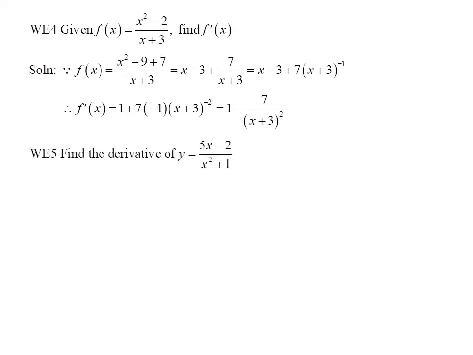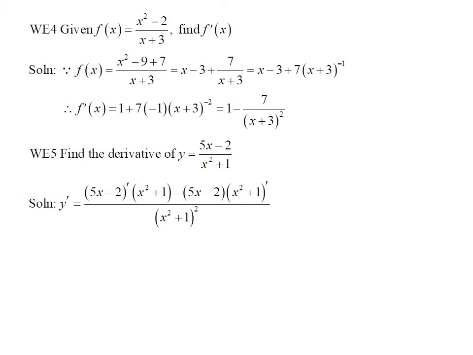Example 5 is to find the derivative of f(x) = (5x − 2) over (x² + 1). Now we apply the quotient rule to find the derivative of this function, which equals the derivative of (5x − 2) times (x² + 1), minus (5x − 2) times the derivative of (x² + 1), over (x² + 1)².